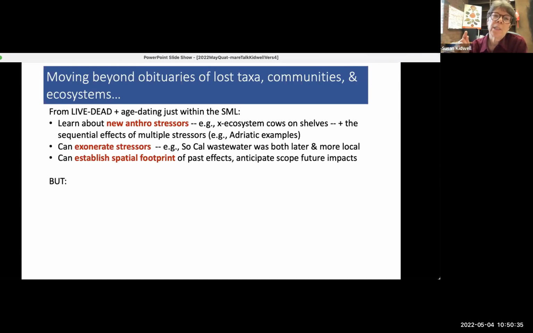Importantly, with this approach, we can exonerate stressors. We don't simply point fingers at humans. We can, in some instances, say, no, you didn't do it. For example, it wasn't wastewater, it was cows. We can establish also, of course, the spatial footprint of the effects of stressors because of the high habitat level spatial resolution of dead skeletal material.